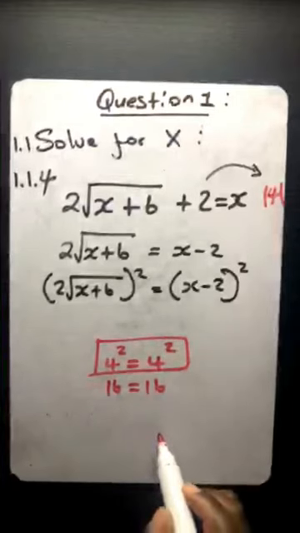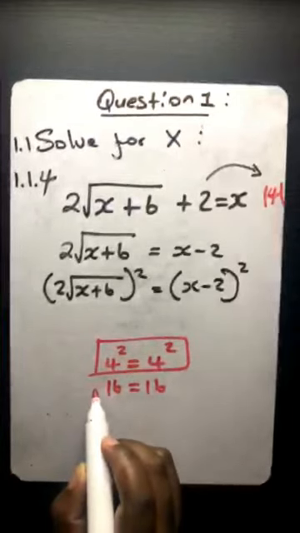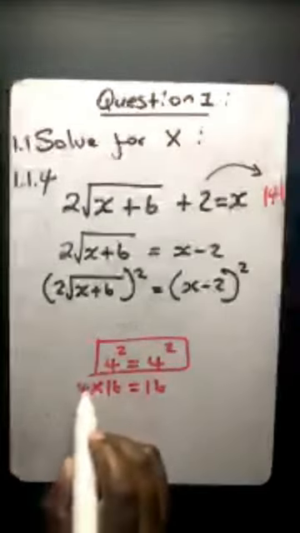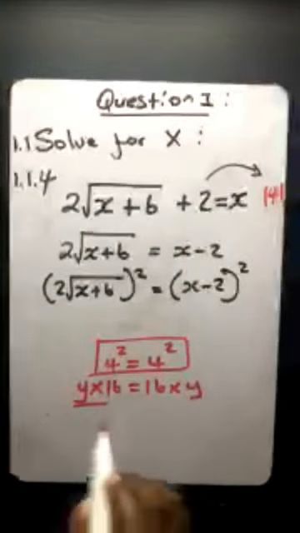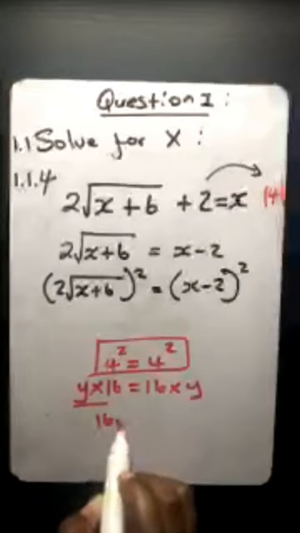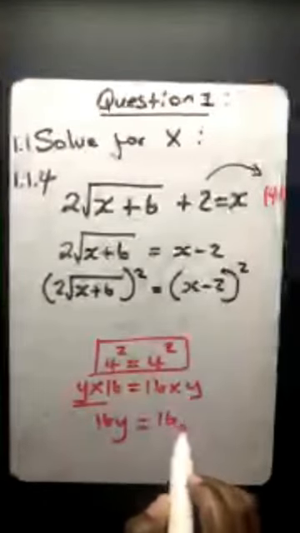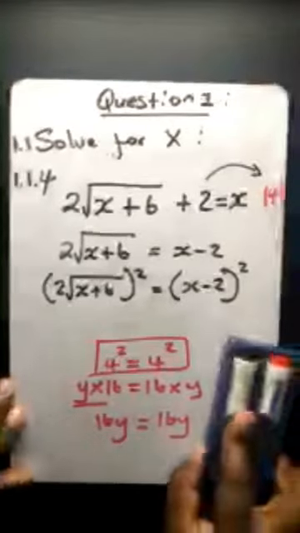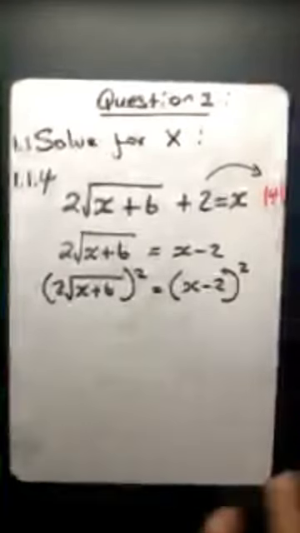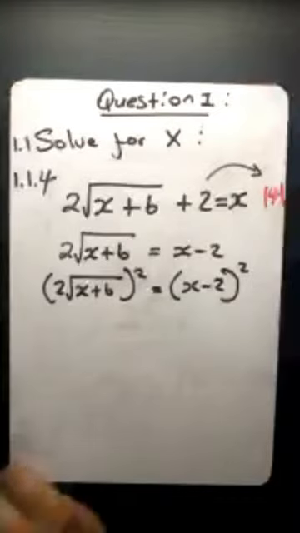For example, if you say I'm going to multiply both sides by y, if you multiply here by y, you must also multiply this side by y, because this times that ends up being 16y, which has to be the same as that on the other side. That is the reason why when you do something on one side, you must also do it on the other side.